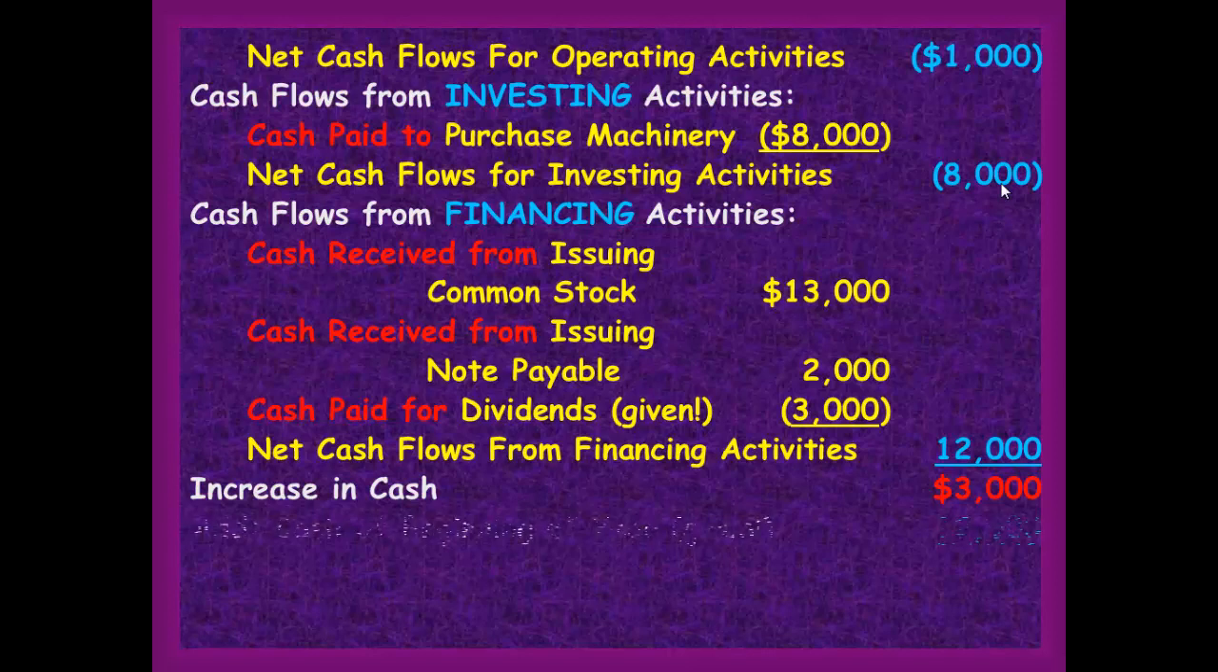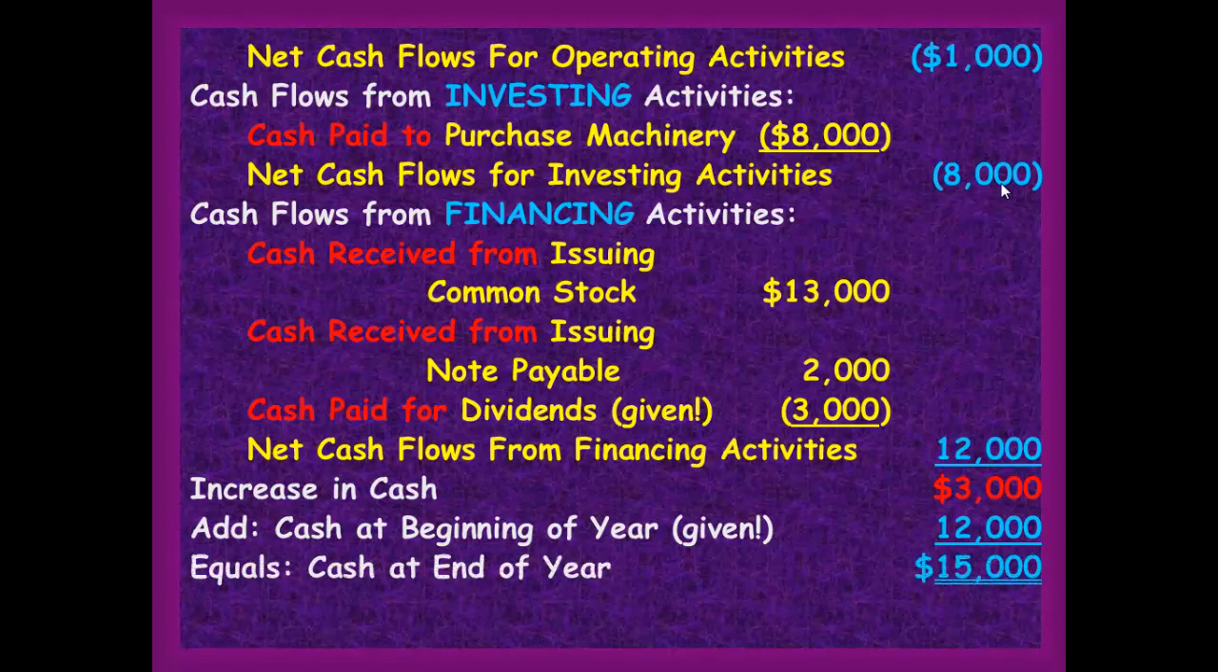We're going to take the amount of the increase. To that, we're going to add my cash at the beginning of the year, and that should equal my cash at the end of the year. So we have an increase of 3 plus the 12 equals 15. If you go back and look at the beginning, you're going to see that my ending cash actually was $15,000. So the $3,000, that's my check figure. That's a good sign. And that's our first complete statement of cash flows.